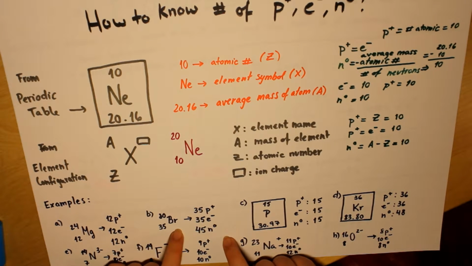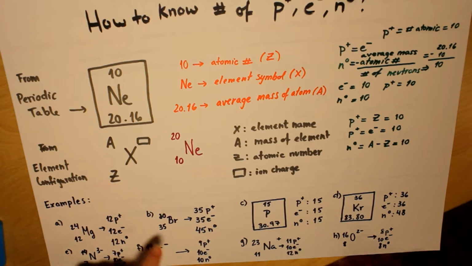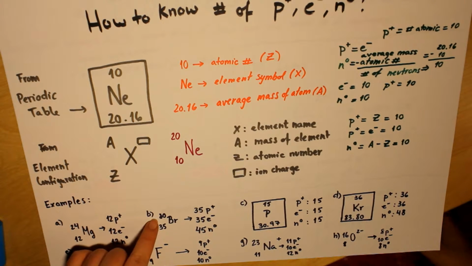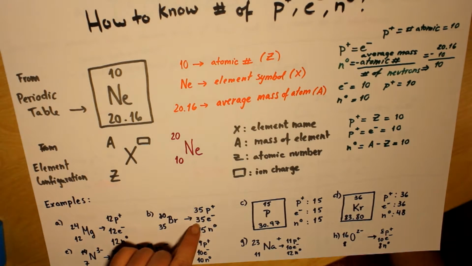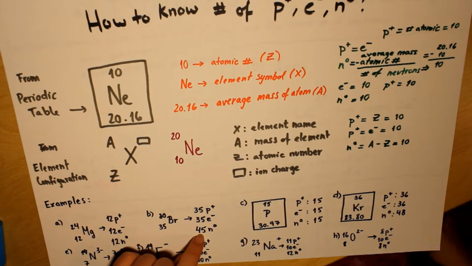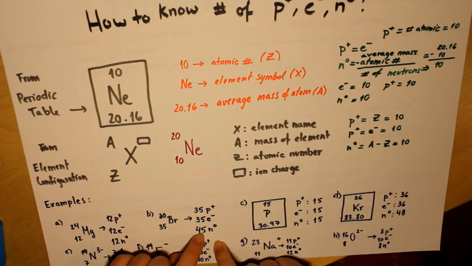Now, this is a second example. It's bromine. The atomic mass is 80. The atomic number is 35. So you have 35 protons, 35 electrons, and 45 neutrons. Now, how did I get 45? I subtracted 35 from 80, and it gave me 45.